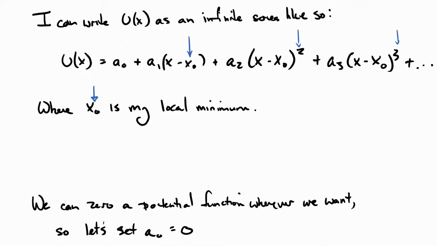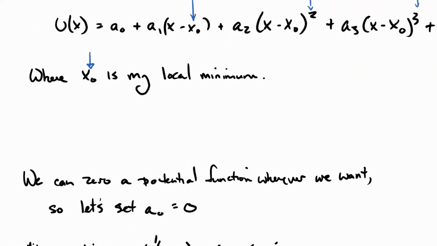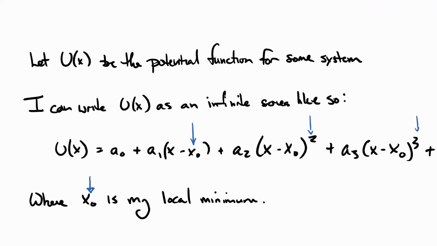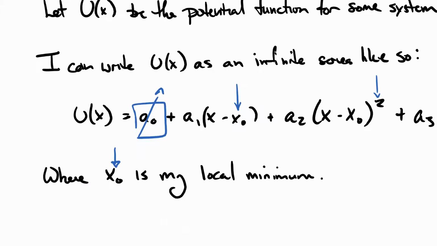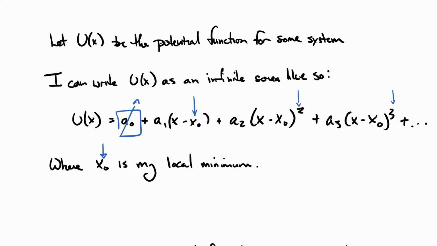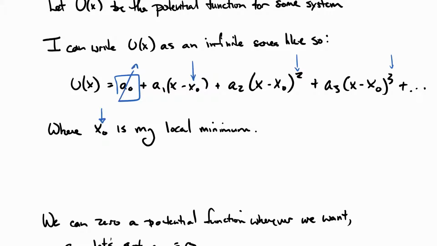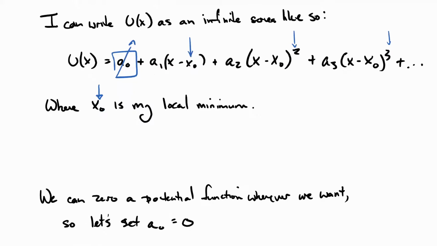We can zero a potential function wherever we want. Remember, we can set anything as our zero. So we'll set this constant term up here, a naught, to 0. Whatever. We can zero things however we like when they're potential functions. They don't really exist in a concrete sense. They're something we impose on reality. So we set that to 0.